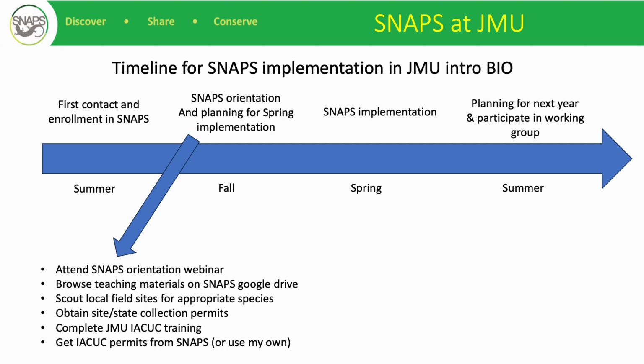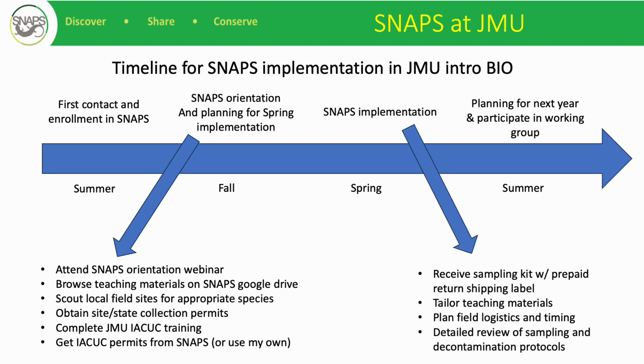With all that in place, I ran SNAPS the following spring with my freshman students. This entailed getting us sampling and shipping supplies free of charge from SNAPS, tailoring teaching materials for my needs, and reviewing the sampling protocols much more closely so I could gather all the necessary materials and work out the logistics for getting my 24 students out into the field to sample salamanders for BD and BSAL and home in time for their next class.